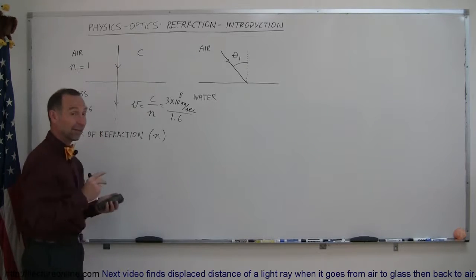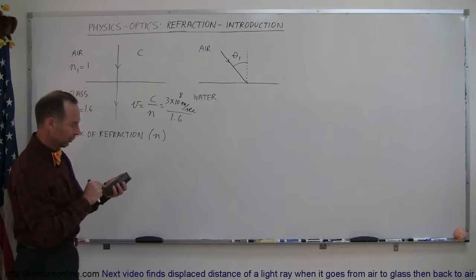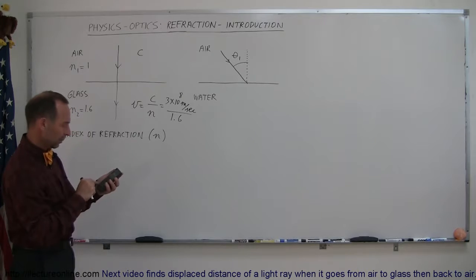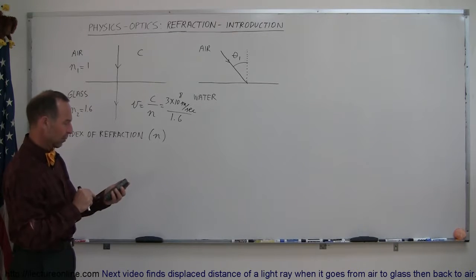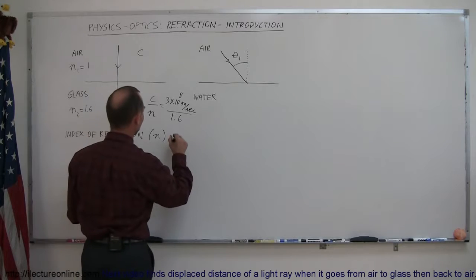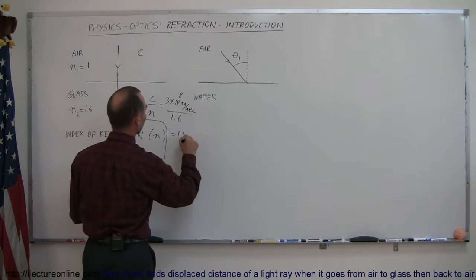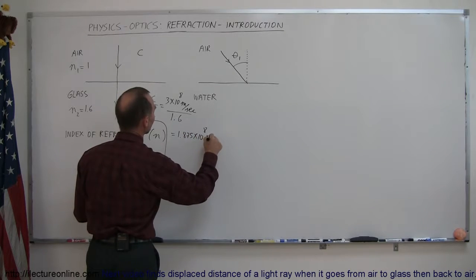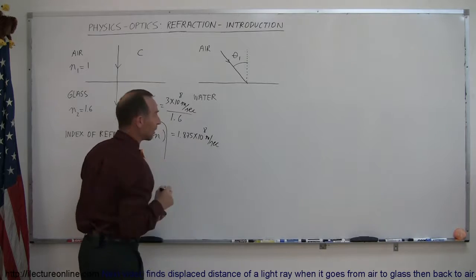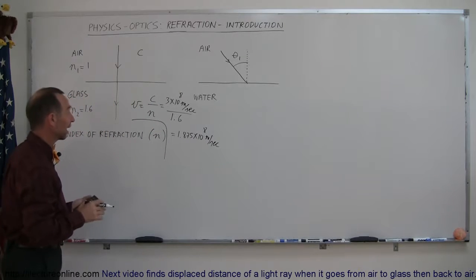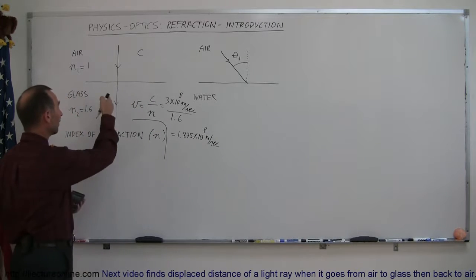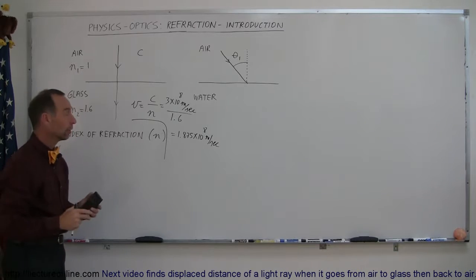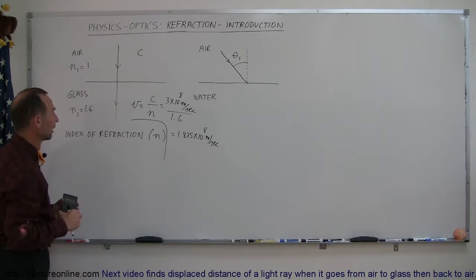Well, for glass that has an index of refraction of 1.6, we take 3 divided by 1.6, and we get 1.875, so this is equal to 1.875 times 10 to the 8 meters per second. So a significant slowdown, still fast, but you can see that light does travel at a different speed once it enters a medium other than air or just free space.